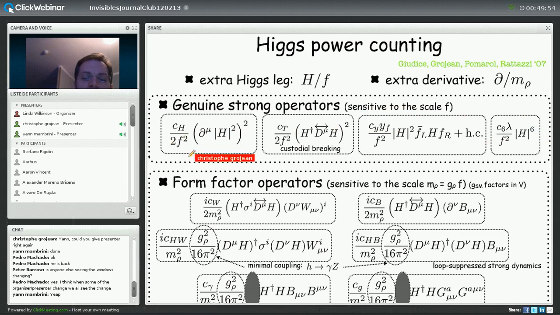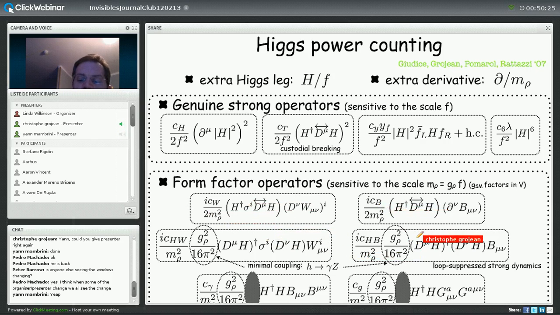There are only 4 operators that are suppressed by the scale f or f squared. There are operators that correspond to 2 derivatives and 4 powers of the Higgs field. Then there is a modified Yukawa interaction, and there is a modified Higgs self interaction. And in the operators that involve extra derivatives, there is also some hierarchy in the factors that suppress the different operators.